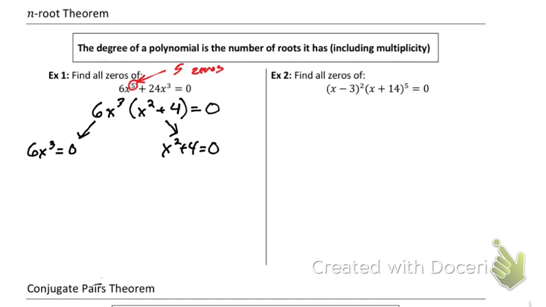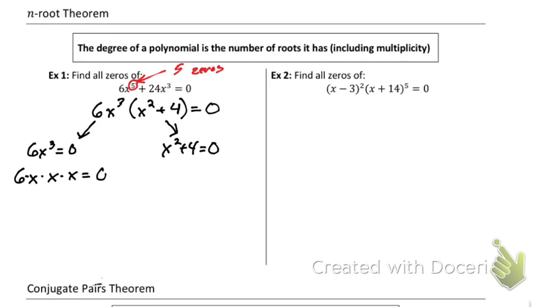Let's look at the left-hand side. What's the only thing I can plug in for that x that makes it 0? 0. It's the only thing that works for this one. However, it's called a multiplicity of 3 because I can rewrite this as 6 times x times x times x, which equals 0. Any one of these x's could be 0.